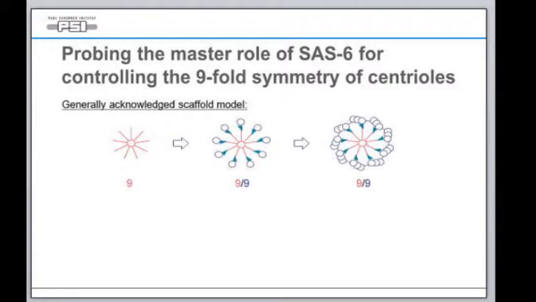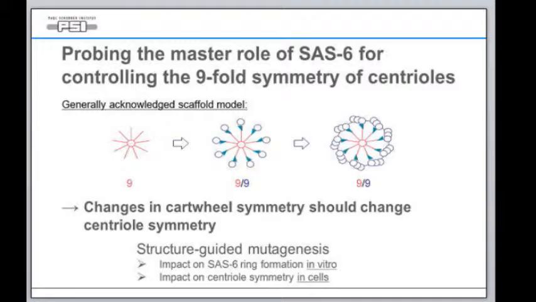Now, this structure offers an excellent basis to test some ideas from the literature. Namely, based on the generally acknowledged scaffold model, the prediction is that the nine-fold symmetry of the cartwheel, which is established by SAS-6, templates the nine-fold symmetry of the microtubule wall. And we can now use our structural information to introduce mutations and to change the symmetry of the cartwheel and assess its impact on the entire centriole. And we did that using the structure.